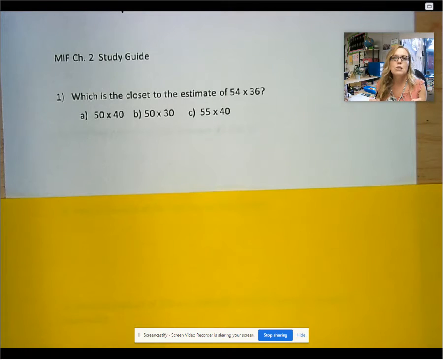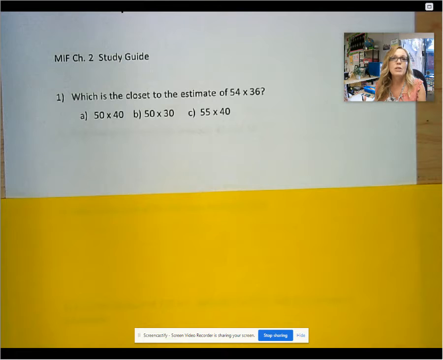Now, I really want you paying close attention, even if you think you've got factors, you've got multiples. The way in which Math and Focus asks their questions is just a little bit different. You have to first determine and decipher what's being asked of you. And this study guide is set up to go along directly with the exam.